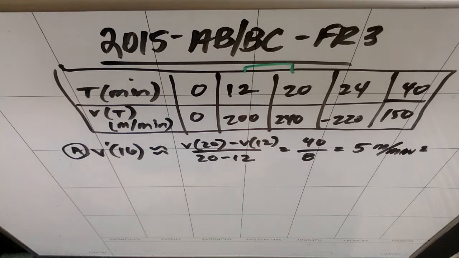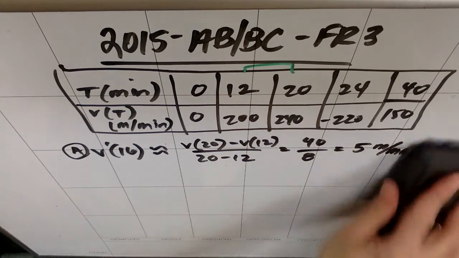All right, so part B. Using correct units, explain the meaning of the definite integral from 0 to 40 of the absolute value of v of t dt in the context of the problem. And then, here's the other part that was expected, approximate that value using a right Riemann sum with the 4 intervals from the table. So, part B.